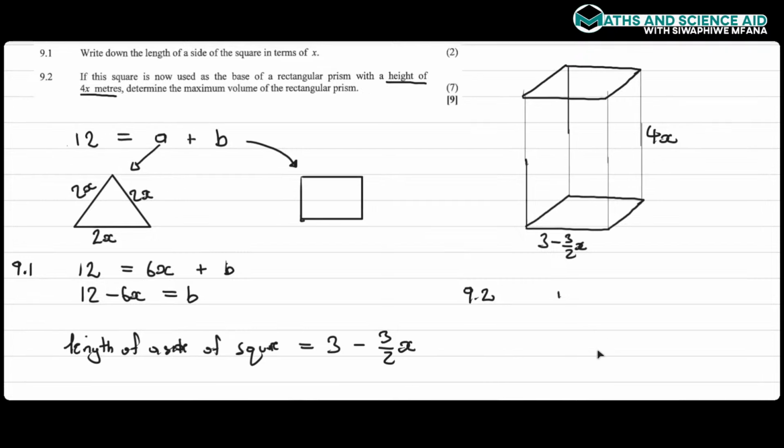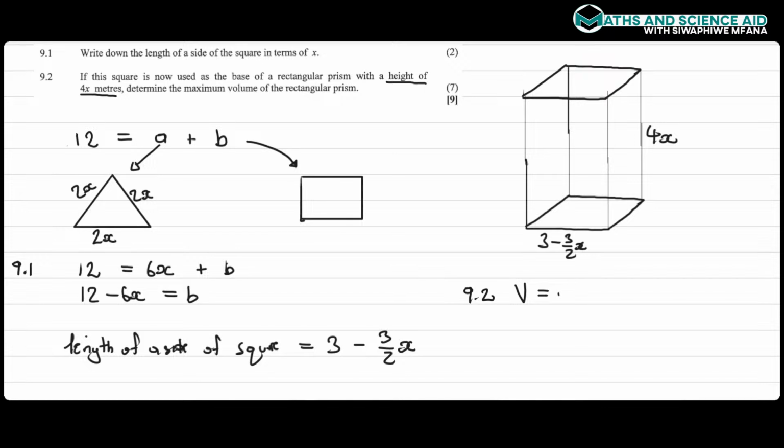Now, they say, if now this square is used as a base of a rectangular prism with a height of 4x meters, determine the maximum volume of the rectangular prism. So we are now optimizing what? Clearly, we are optimizing volume because we want its maximum. So we need an equation for the volume.